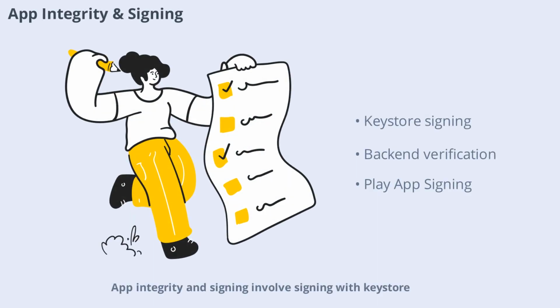App integrity and signing involves signing with Keystore, verifying on the backend, and using Play App Signing. These steps ensure your app is authentic and secure, preventing tampering and unauthorized distribution.